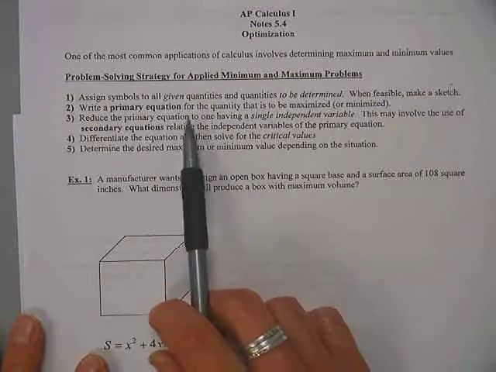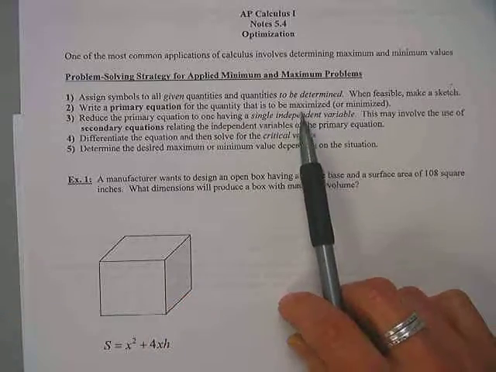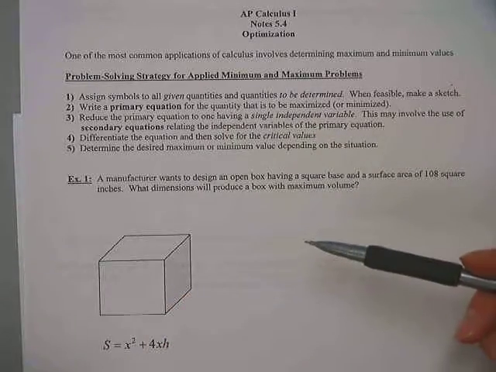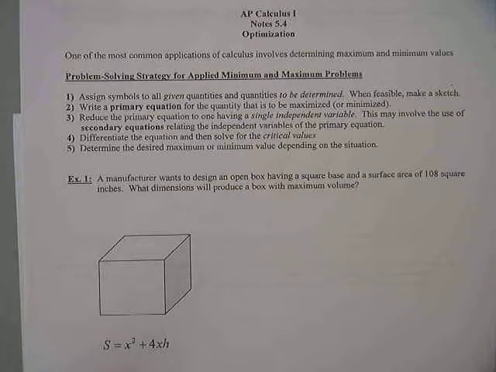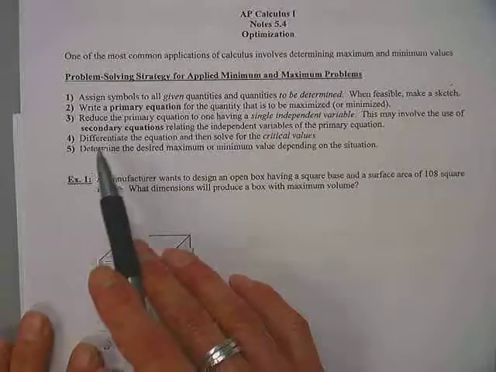Write a primary equation for the quantity that is being maximized. Read the question, they're going to give you all this information. Go to the very last question and say to yourself, what do they want? What do they want? That's the formula.